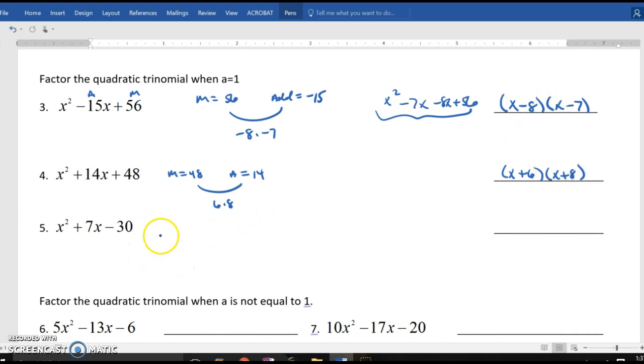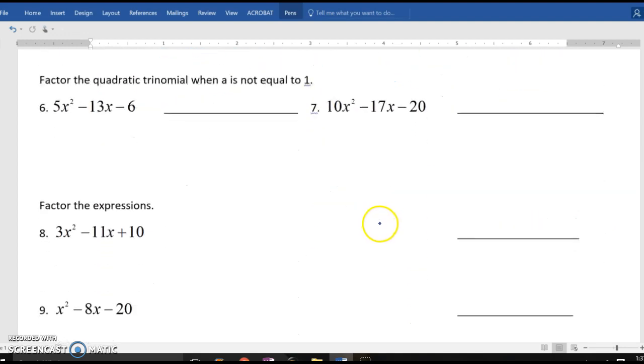The last one from this section, what multiplies to give you negative 30 and adds up to give you 7? Now, the tough part here, there's a lot of numbers that multiply to give you negative 30, but you've got to remember you have to have the right order with the right signs, such as positive 10 and negative 3. That multiplies to give you negative 30, and they add up to 7. So it's x plus 10 and x minus 3.